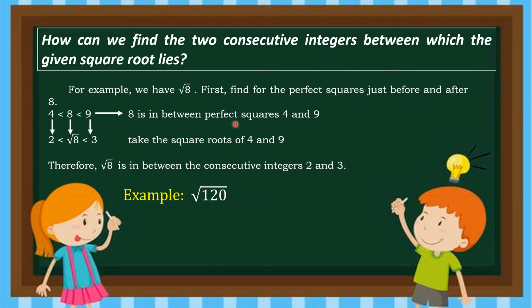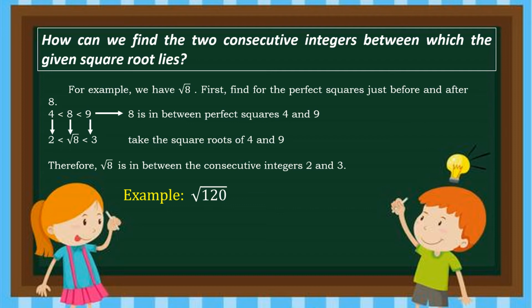Pagkatapos natin makita yung dalawang perfect square kung saan siya napapagitnaan, ang susunod nating gagawin is to take the square roots of the perfect square before and after the given radical. Titingnan natin kung ano yon. And after natin makuha yung roots, ma-identify na natin kung between what two consecutive integers natin siya matatagpuan. So, try na natin sagutan tong given problem na to.